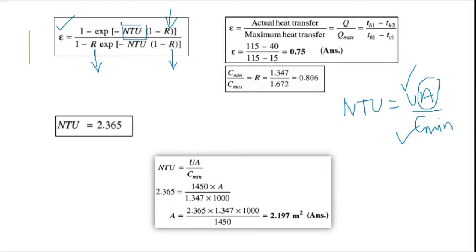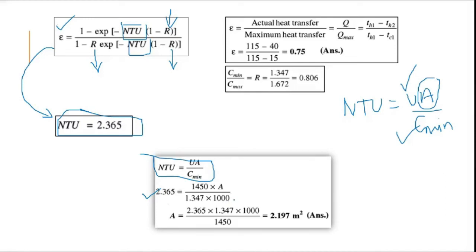So can we find the value of NTU using this equation, because NTU is the only unknown? Yes. So we have determined the value of NTU from this equation, and we are getting NTU equal to 2.365. No unit will be there, as NTU is a dimensionless number. We are equating that NTU with UA by C min, so 2.365 is equal to UA divided by C minimum.